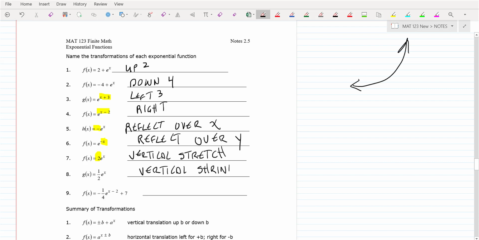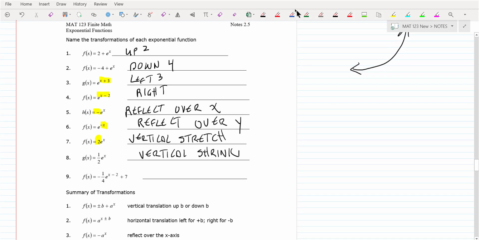Okay, this next one, I got a crazy one here. I've got all kinds of things going on in this. This is just kind of seeing how well you can put all this together now. Let me start here. I'm adding 7 outside the function. What does that cause the graph to do? Up 7. So that takes care of that. I'm subtracting 2 in the exponent. What does that do? Right 2.